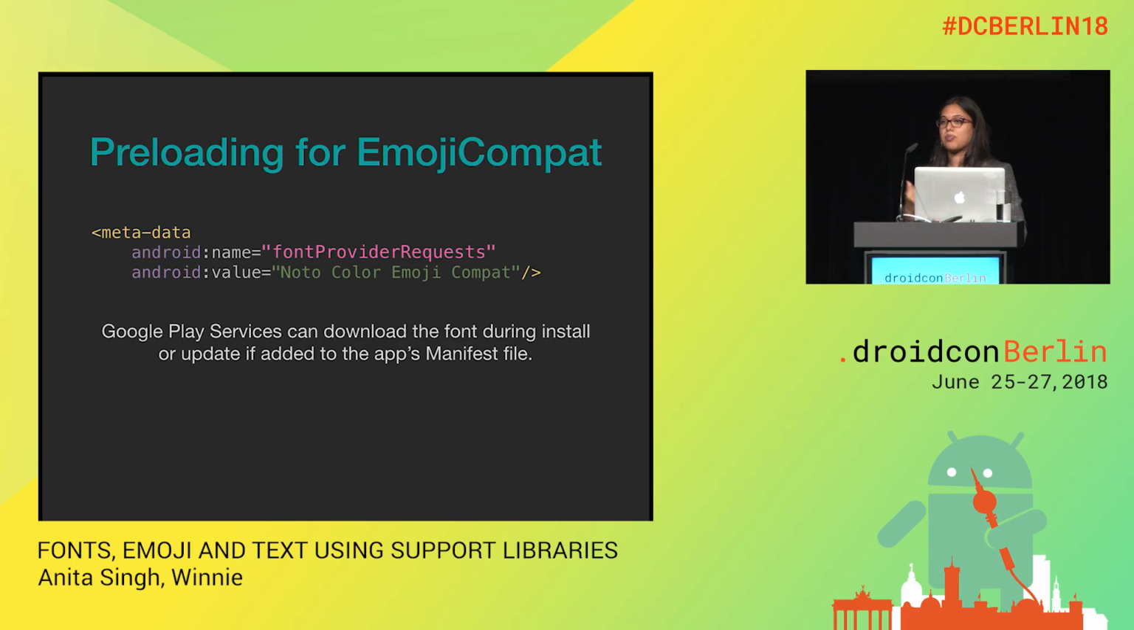So just as we saw preloading for downloadable fonts, there's also a preloading for Emoji Compat. There's this handy font provider request tag that you can use that Google Play services will read either at install time or at update and will initiate the font download then. And this is great because by the time you launch your app, you will likely have the emojis ready instead of seeing 5 seconds of tofus and then suddenly seeing your emojis. So this helped, again, it's not guaranteed, but it really reduces the likelihood of that happening.